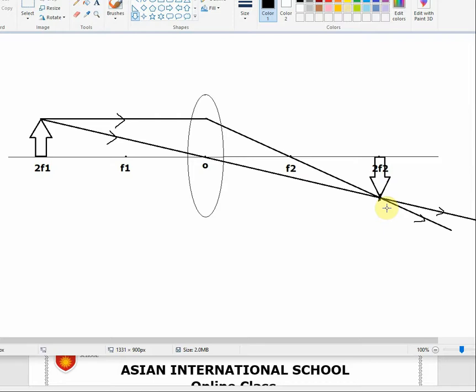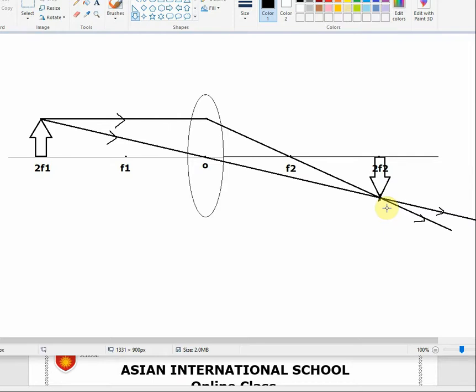The object was placed at the left side of the convex lens and the image is formed at the right side of the convex lens, but the distance is the same. This is at center of curvature 2f1, this is also at the center of curvature c2 or 2f2. So the image which is formed here is definitely real and inverted. If you check, the size will be the same. The distance from the object to the lens and the distance from the image to the lens is also the same.